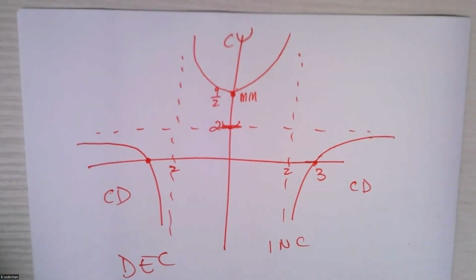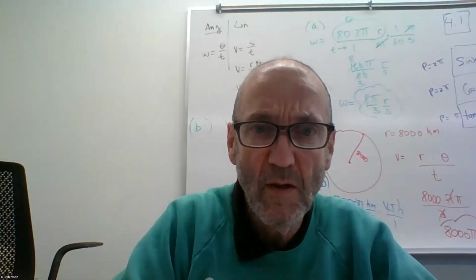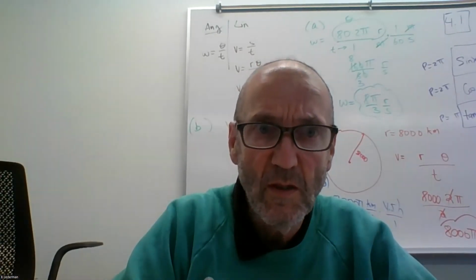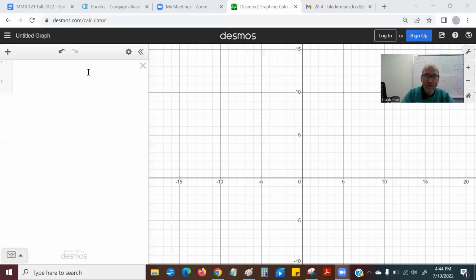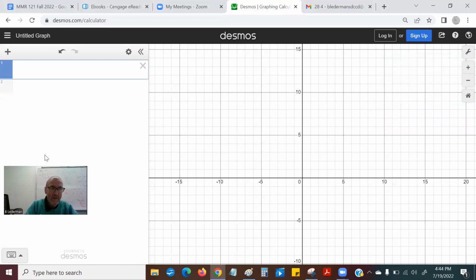Let's go to Desmos and see if we can type it in there. See if what Desmos gets is close to what we got. Hopefully it will be. Okay, so I have to click my switch cameras now, and I want to share my screen. And now we're in Desmos. Let's type this into Desmos.